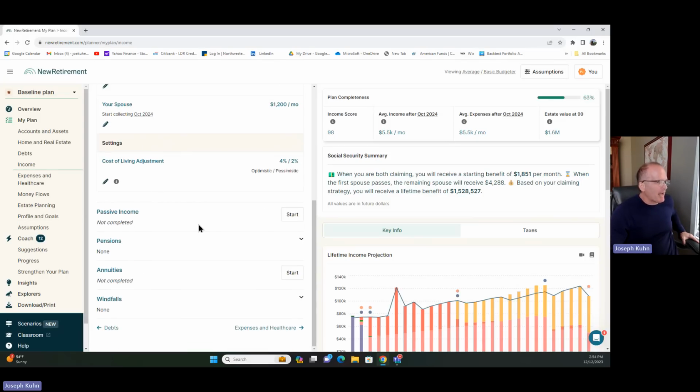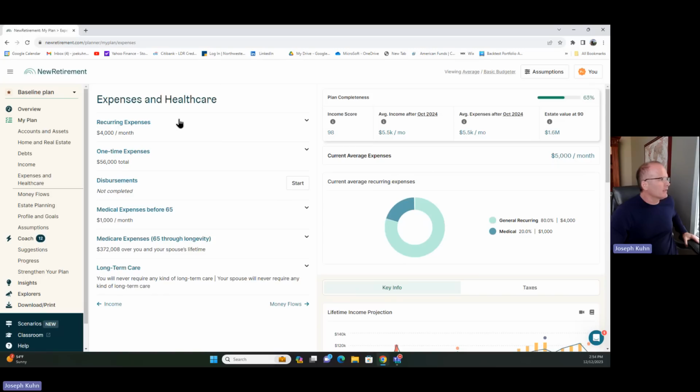You can have some other passive income. You could have pensions in here. You can have annuities. You can have a windfall. Say you won the lottery or you're planning on winning the lottery, or maybe this is an inheritance, something. Okay. The next item is expenses.